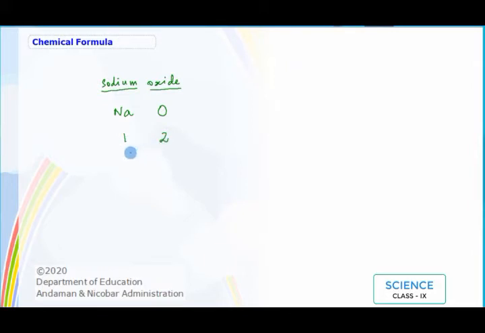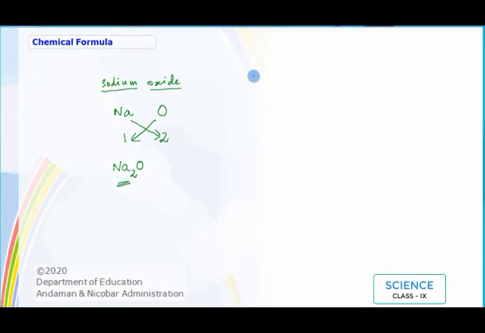Now thirdly, what we need to do is cross over the valencies, so that sodium is pointed to the valency of oxygen, that is 2, and oxygen is pointed to the valency of sodium, that is 1. So the next step is we write sodium, and sodium is pointed towards 2. So here as a subscript we have to write 2, and oxygen is pointed towards 1. We need not write 1, so we can leave it like this. So the chemical formula of sodium oxide is Na2O.